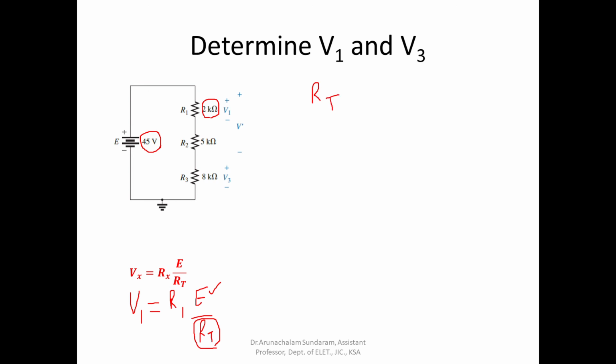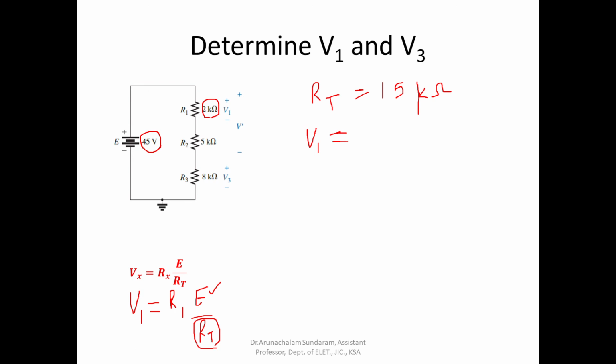So, what is R total? 10 plus 5, 15 kilo ohms. 15 kilo ohms is R total. Now, I can apply this formula. We are solving this circuit without calculating the current. That is what you have to understand. We are very easily solving the circuit. I am not drawing any equivalent circuit. I am not finding the current. Without finding the current, I am solving.